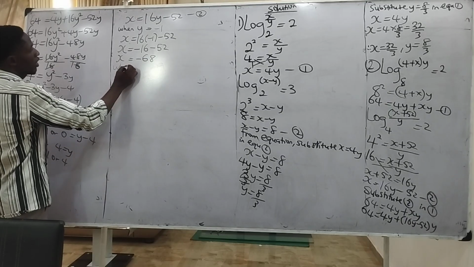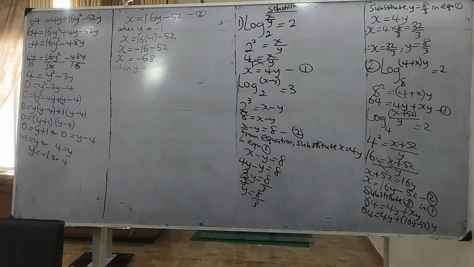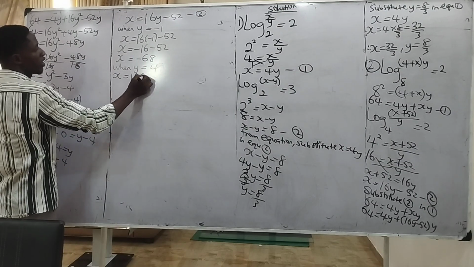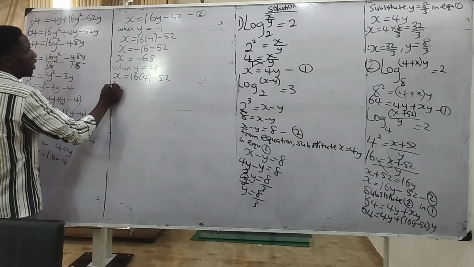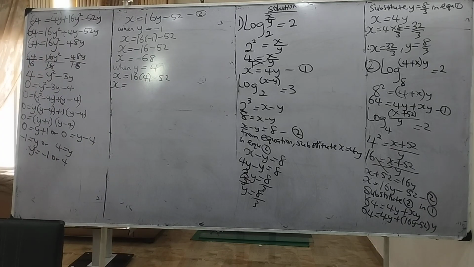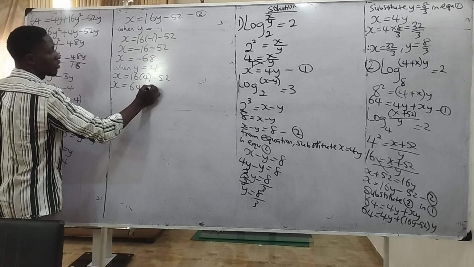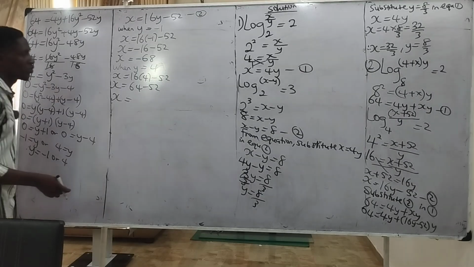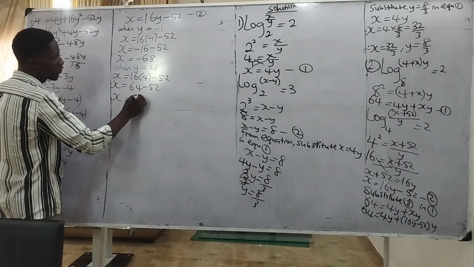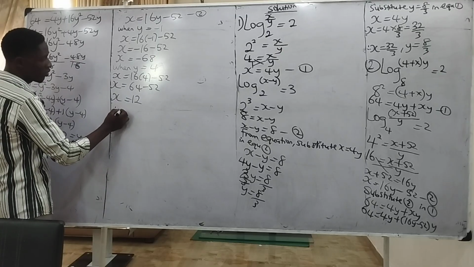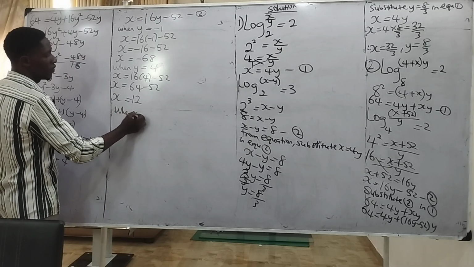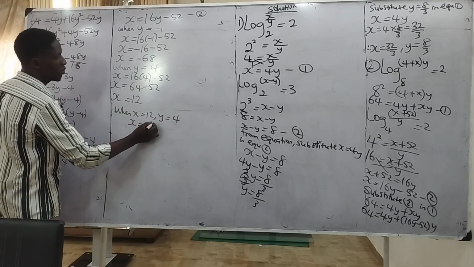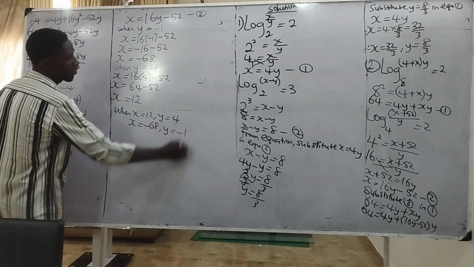So when y is equal to 4, x is equal to 16 times 4 minus 52. 16 times 4 gives us 64, minus 52. Our x is equal to 64 minus 52, which gives you 12. So we have 12 here. Therefore, the conclusion: when x is 12, y is 4. And when x is minus 68, y is minus 1.